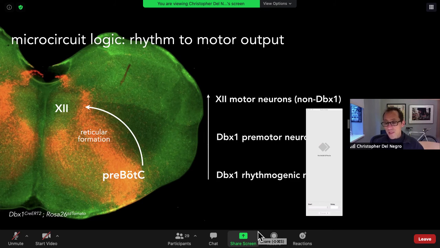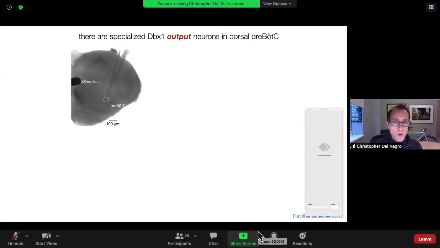So we hypothesize that between the DBX1 rhythmogenic neurons in the preBötzinger complex and the hypoglossal motor neurons, which are not DBX1 derived, might be a discrete population of DBX1-derived premotor neurons, which would be in the dorsal preBötzinger complex or within the reticular formation. So we sought to test this. And this is work I did in collaboration with Greg Funk at the University of Alberta in Edmonton. The lead investigator at the time was Anne Revel, who was working for Greg, but she now has her own lab at Midwestern University.